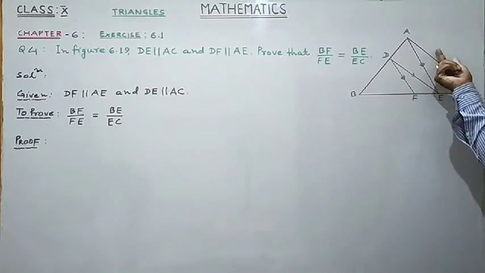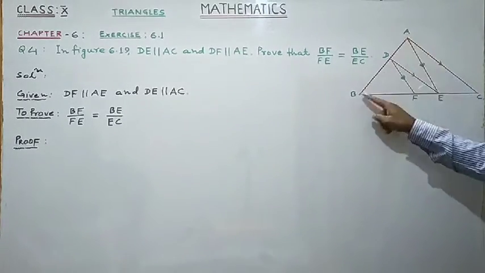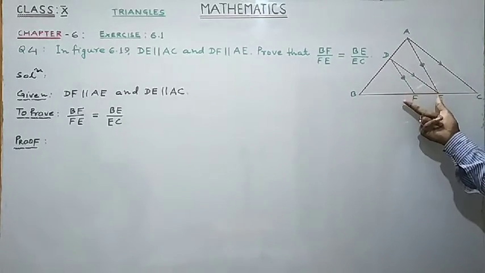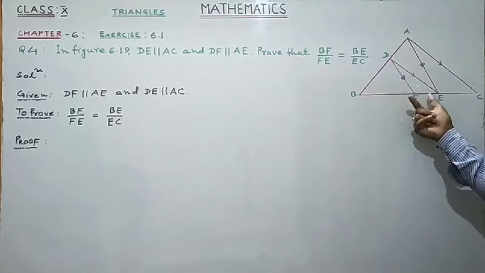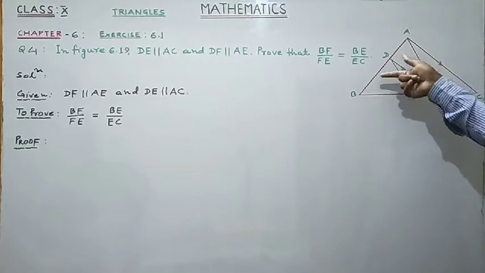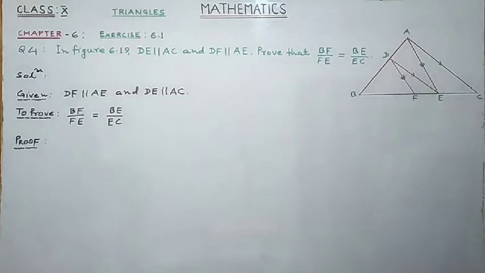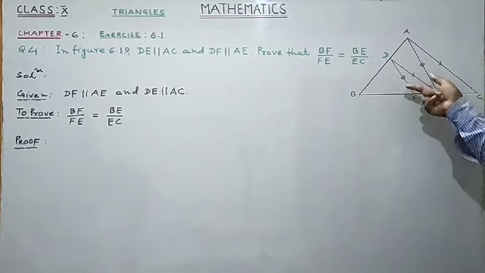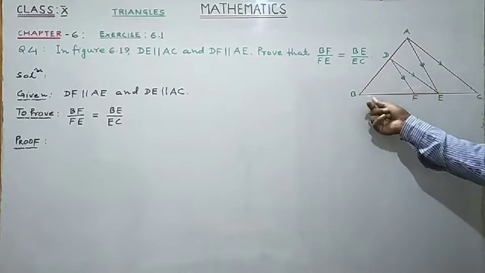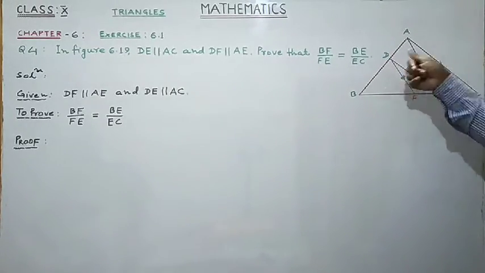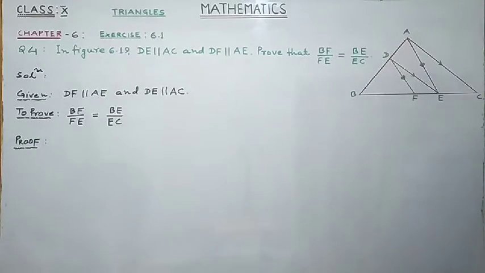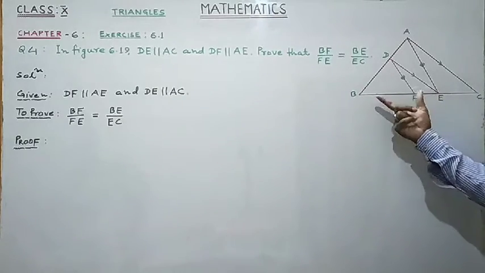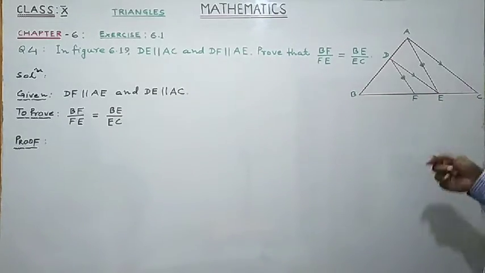And DE is parallel to AC. So in triangle ABC, DE is parallel to AC. So again, by applying BPT, we can write BE by EC is equal to BD by DA. So BF by FE is equal to BD by DA, and BE by EC is also BD by DA. Therefore, we can write BF by FE is equal to BE by EC.